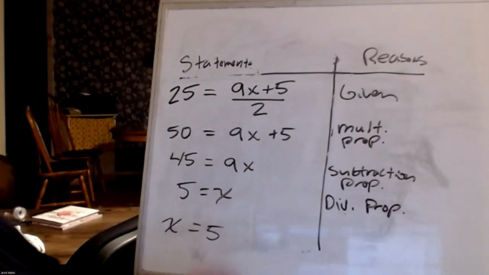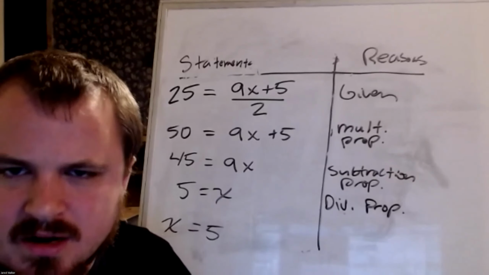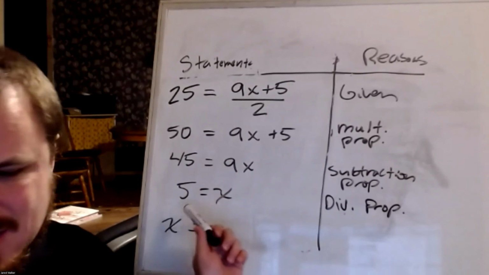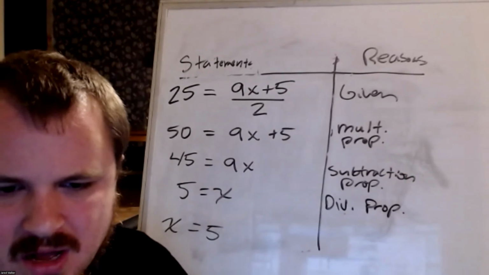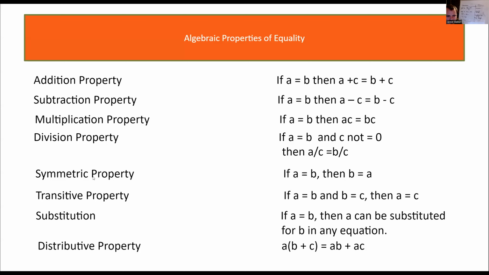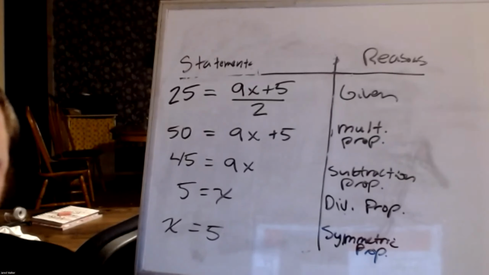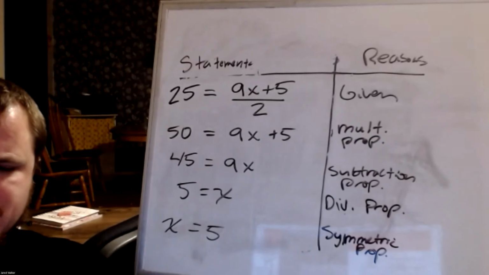Okay, and now look, 5 equals x, x equals 5. Well, what's going on there? It is kind of obvious that if 5 equals x, x would equal 5. But remember this property right here, the symmetric property. If a equals b, then b equals a. So the last property is the symmetric property. So that's what we should get with that.